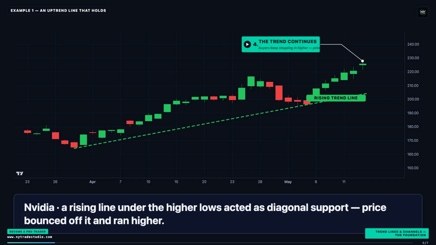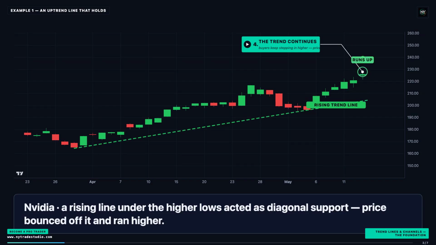And here is the payoff. Every time price returns to that rising line, buyers step in a little higher than before and lift it. So the trend keeps climbing along the line, carrying NVIDIA from 195 all the way up toward 236. That is diagonal support in action. As long as price keeps making higher lows that respect the line, the uptrend is healthy, and you stay with it. The first skill is simply drawing that line and trusting the bounce.